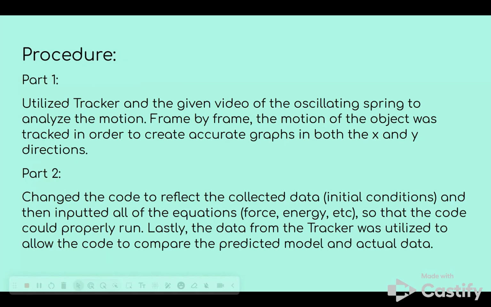The procedure: we utilized Tracker and the given video of the oscillating spring to analyze the motion frame by frame, and then frame by frame the motion of the object was tracked in order to create accurate graphs in both the x and y directions.